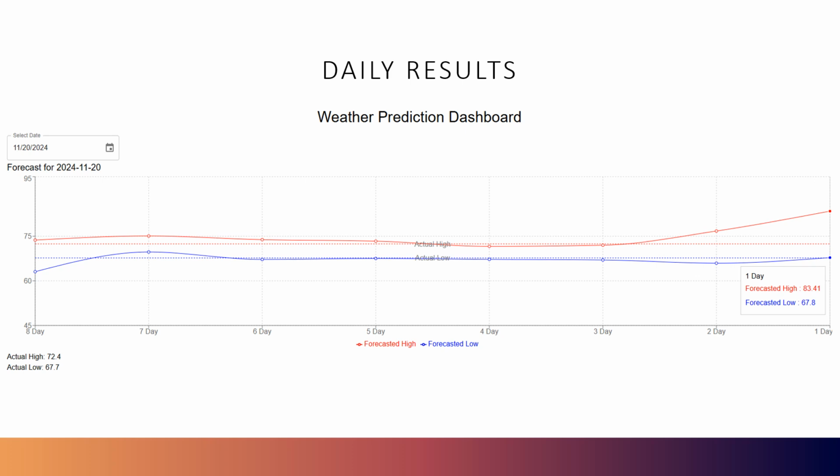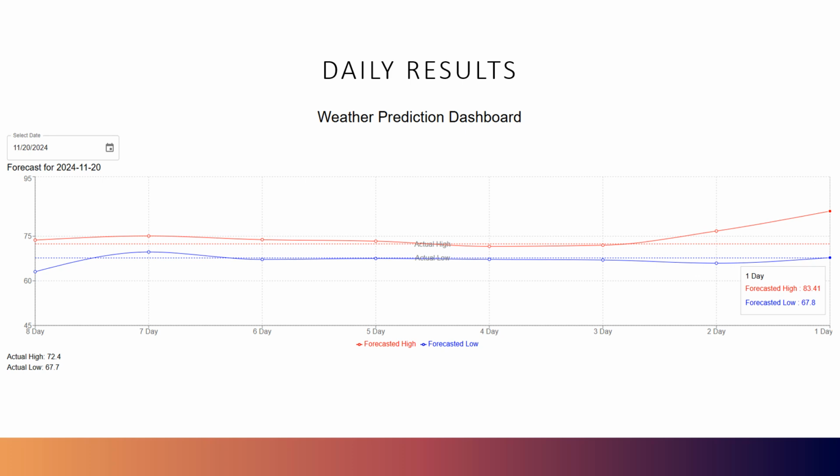And then there's also a dotted line that's a little bit harder to see. You can see it a little bit better on the left and right-hand side, but that is the actual high and the actual low for that day. If you look at the chart, it started off on the 8-day forecast being a little bit off. The forecasted low was quite a bit lower than the actual low.